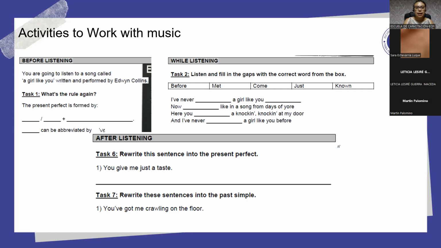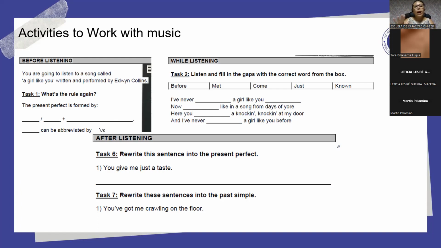And let's analyze. The first part says, before listening, you are going to listen to a song called A Girl Like You, written and performed by Edwyn Collins. Task 1. What's the rule again? The present perfect is formed by, okay. So in the presentation, they are not giving the explanation about the song. They want the students to remember the structure of present perfect.